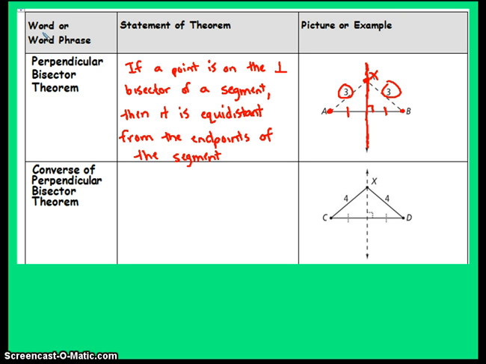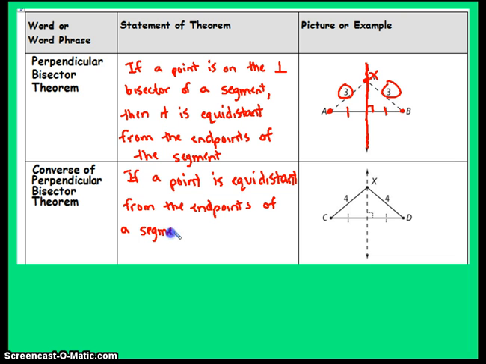Okay, let's talk about the converse then. Remember, it just switches the hypothesis and the conclusion. What the converse says is if a point is equidistant from the endpoints of a segment, then it is on the perpendicular bisector of the segment.